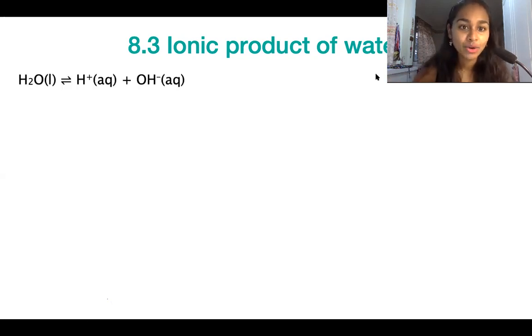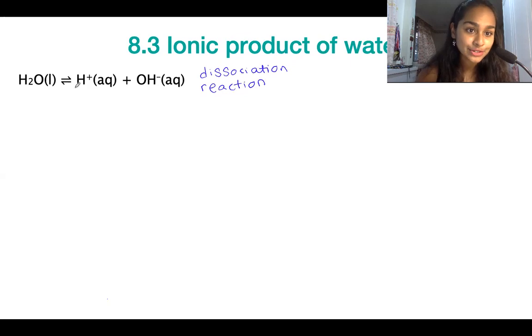So over here, this is the dissociation reaction of water. As you can see, water dissociates into hydrogen ions and also hydroxide ions. Notice that one water molecule releases one hydrogen ion and one hydroxide ion. So the ratio is 1 to 1 to 1. Let's talk about this in more chemistry terms.